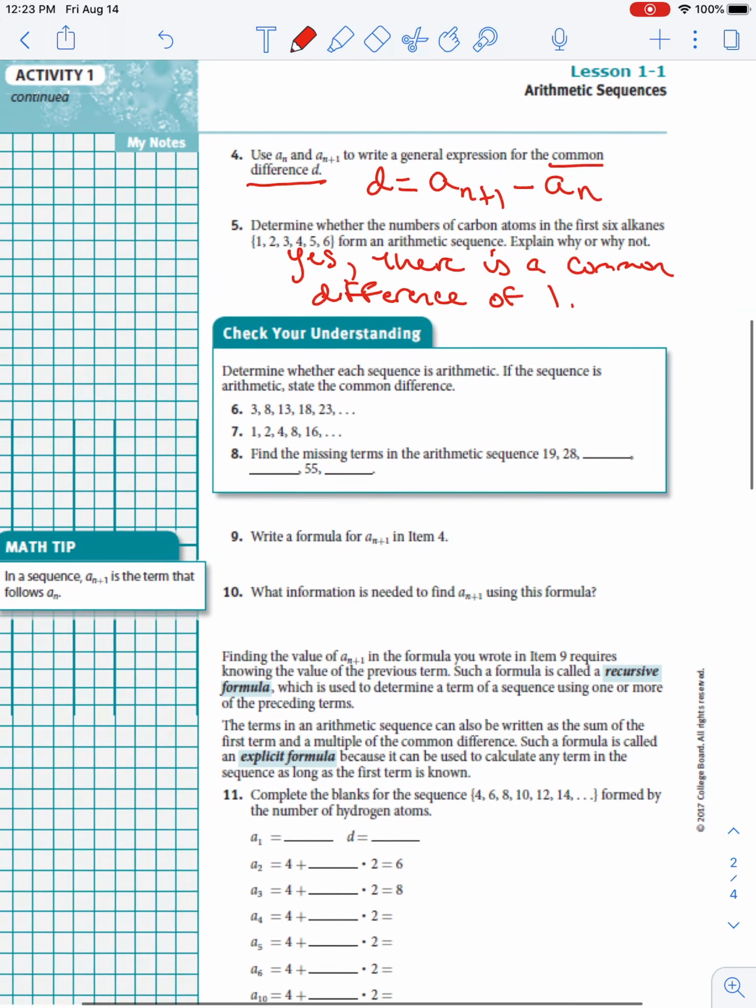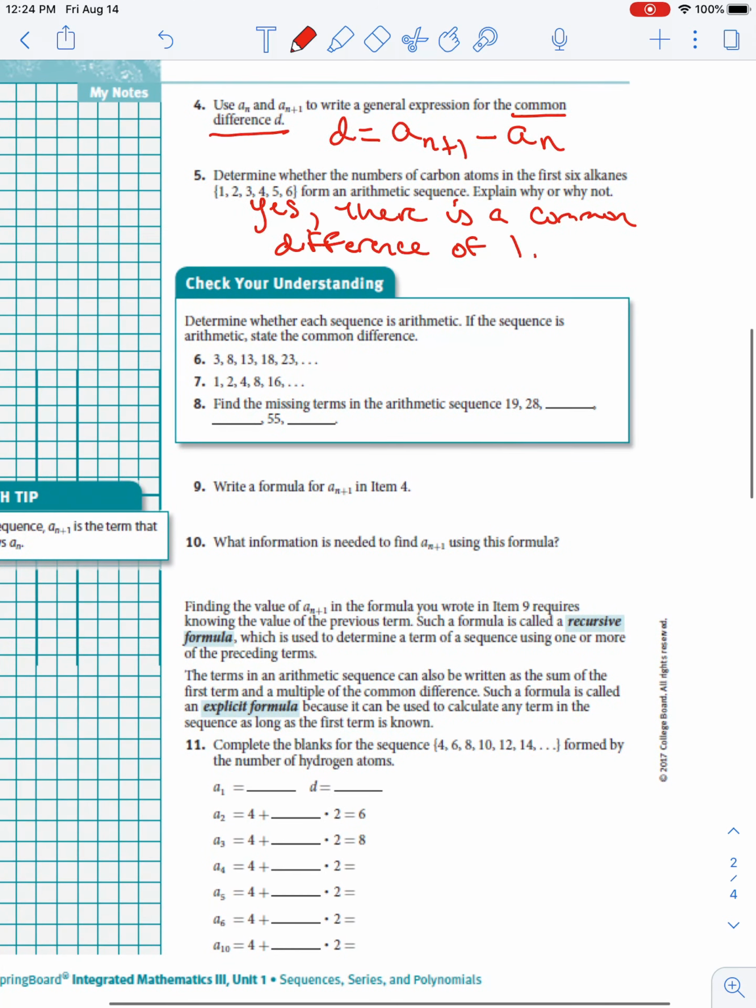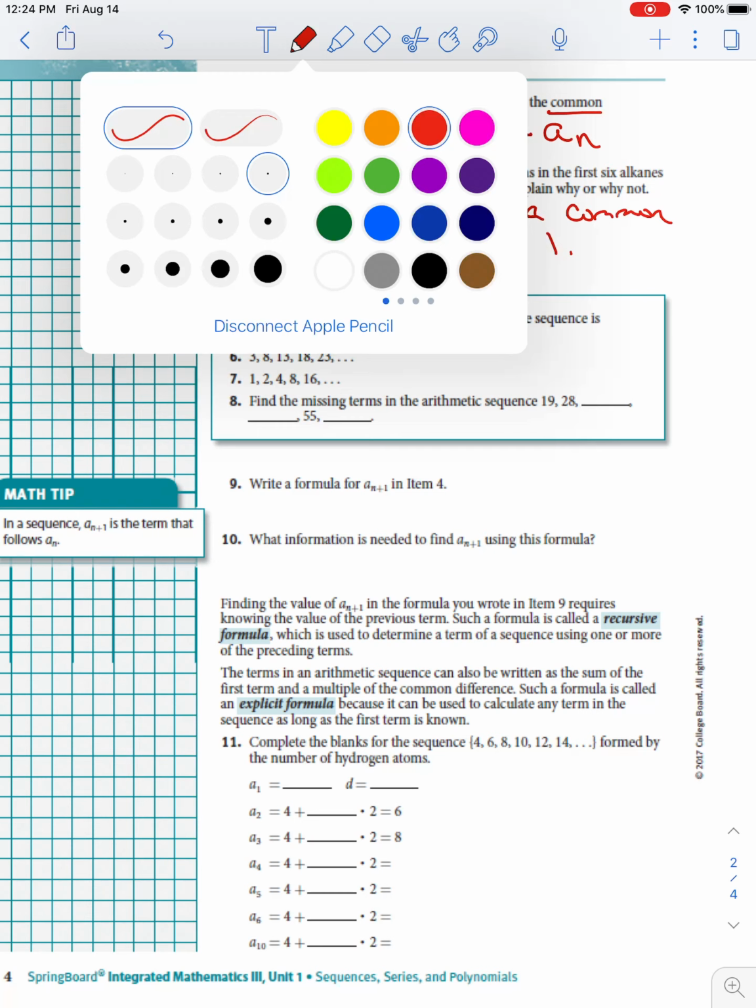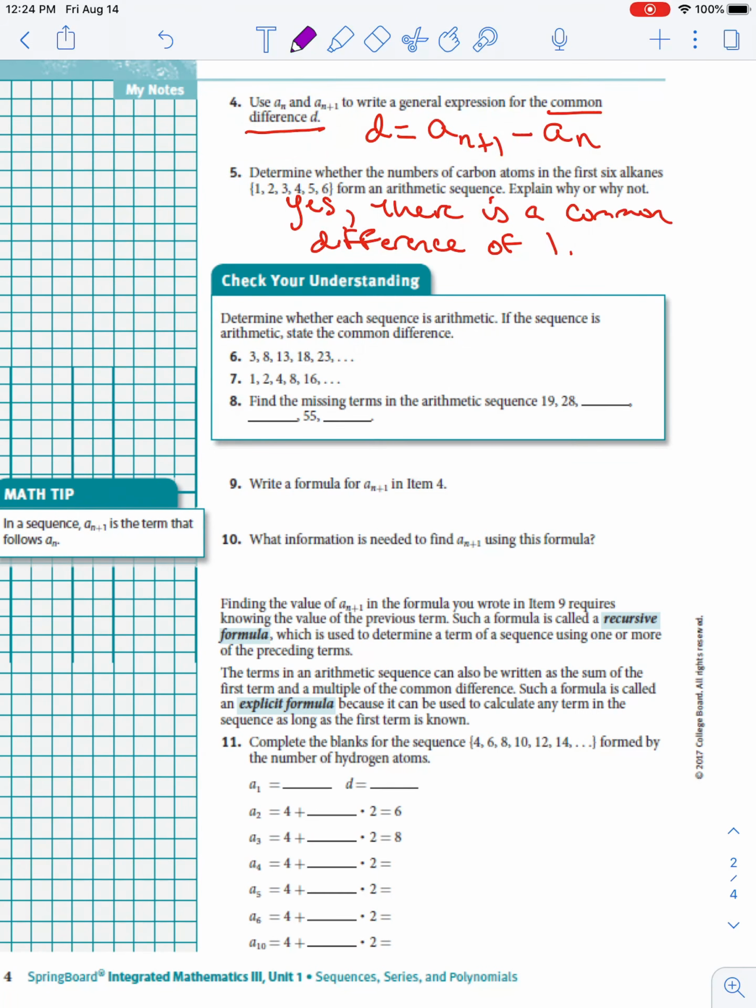All right, we get into a check your understanding, and we don't always get time to do these, but I want to do this today. Like I said, I'm taking this first lesson a little slower, just so you can get used to the format. And so we've got a little check your understanding where we're going to decide whether or not each sequence is arithmetic. And if it is, we want to get that common difference. All right, let's change colors and mix it up a little bit. We'll do a little purple.